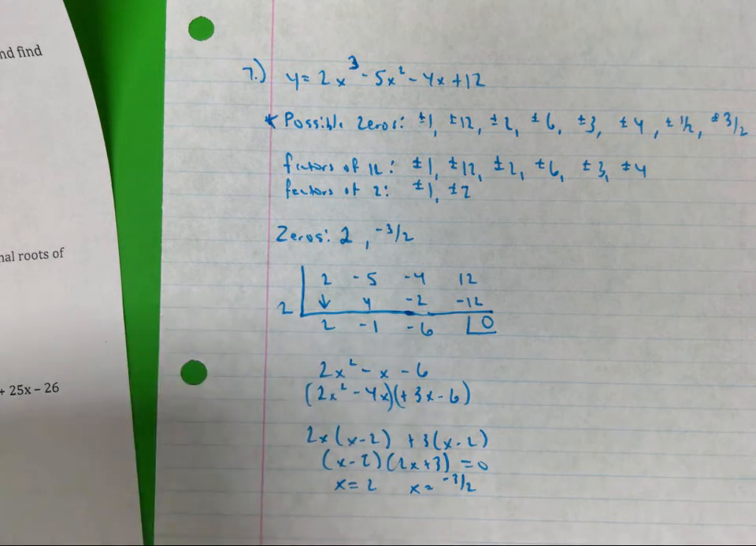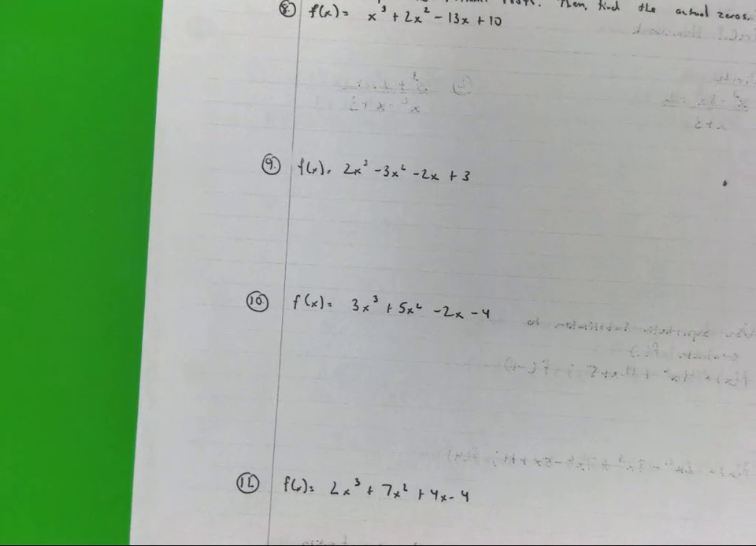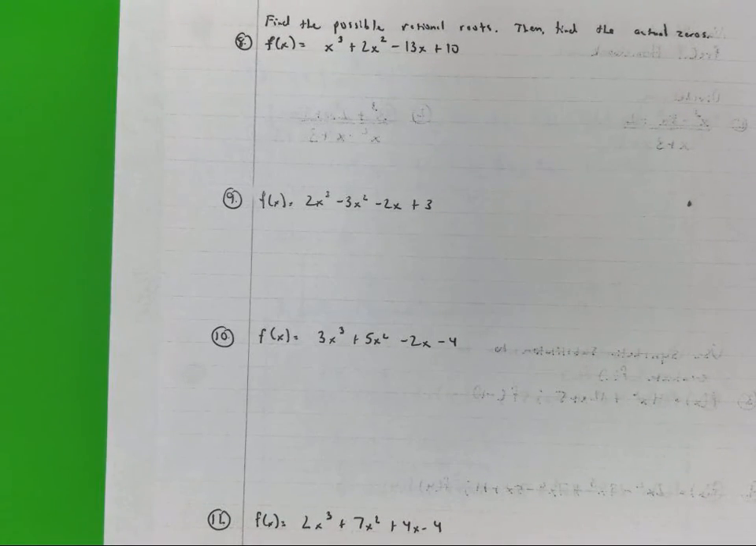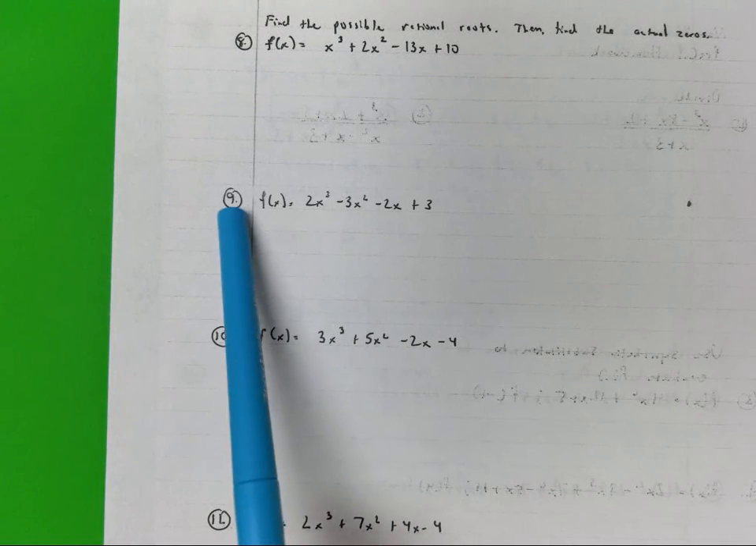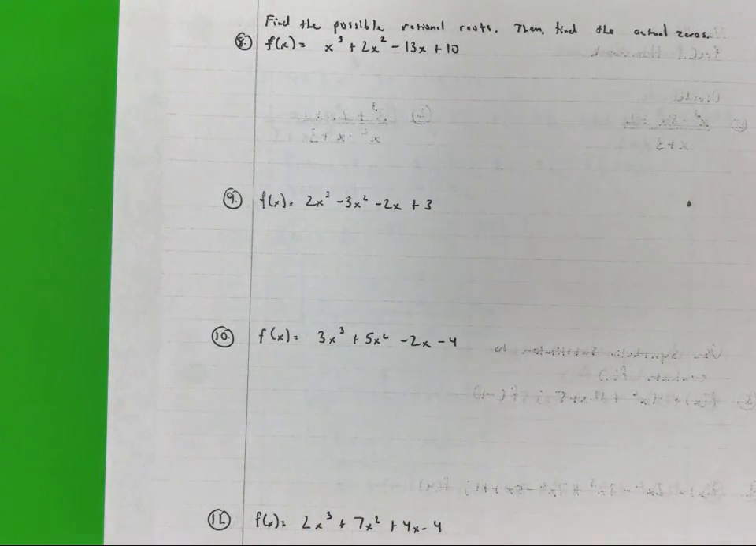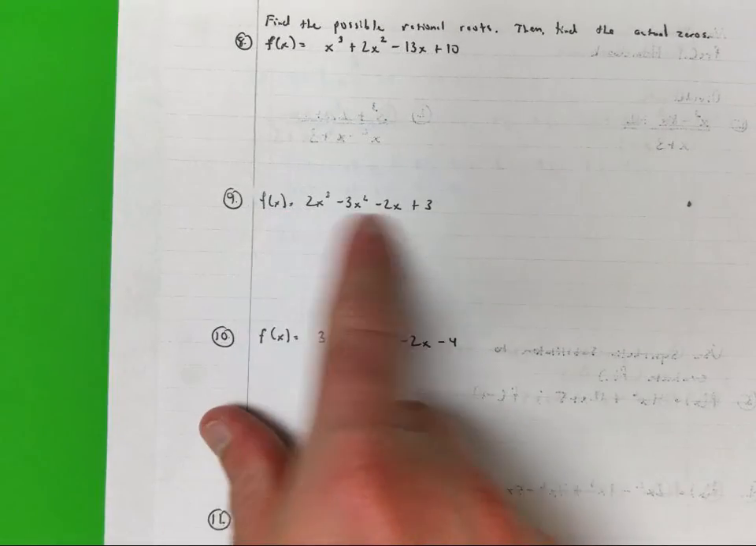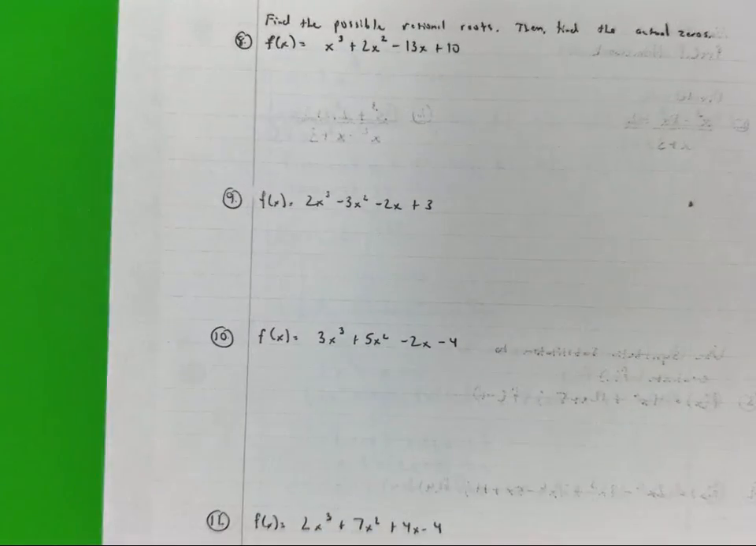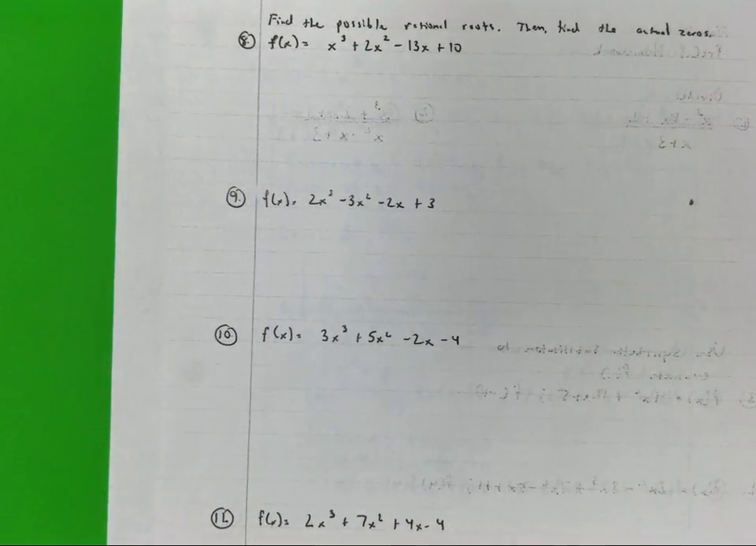Now, on your homework sheet you had tonight, it says find the possible, then find the actual. I want to draw your attention to one. I'm not going to work it, but look at number 9. I can factor that by grouping. So I don't need to type the graph in and pull a zero off of it and then break it down, because you can do this whole thing by factoring, okay? So just make sure you ask yourself those questions.